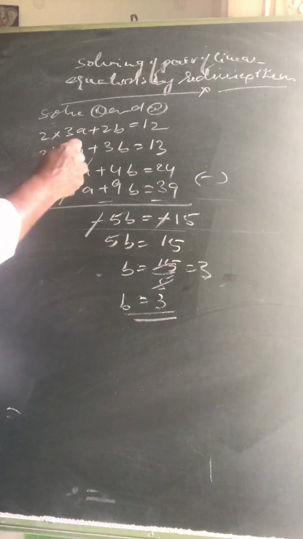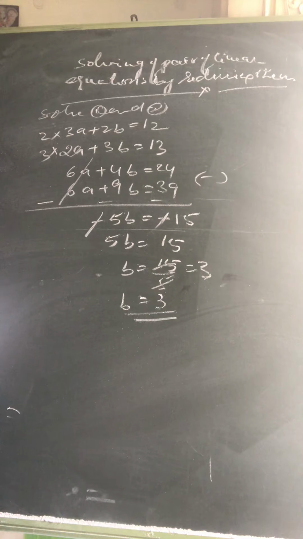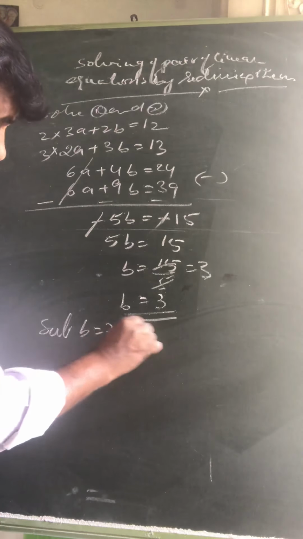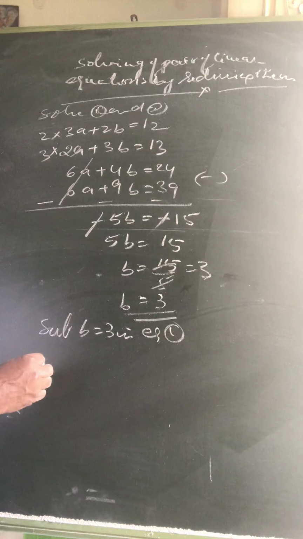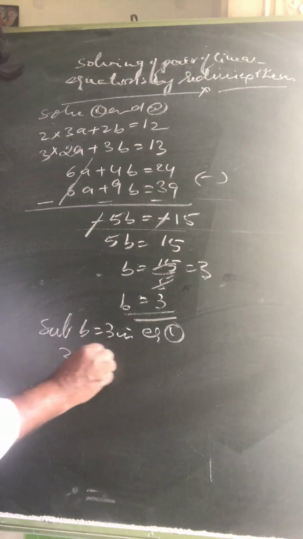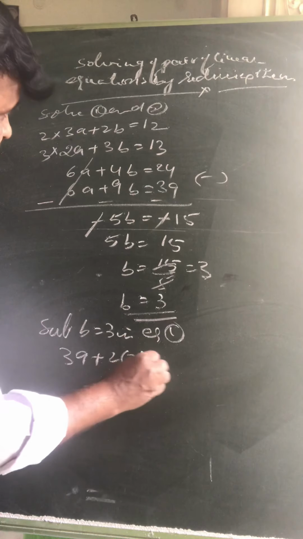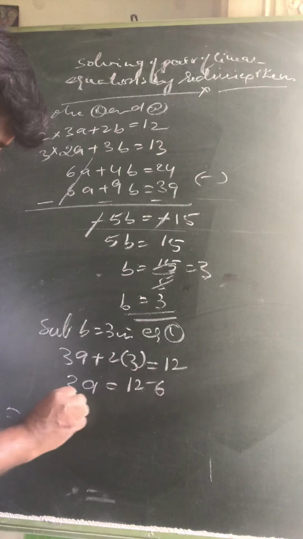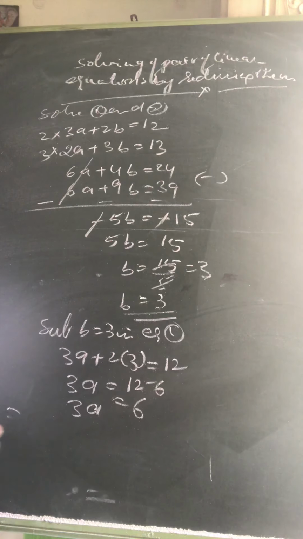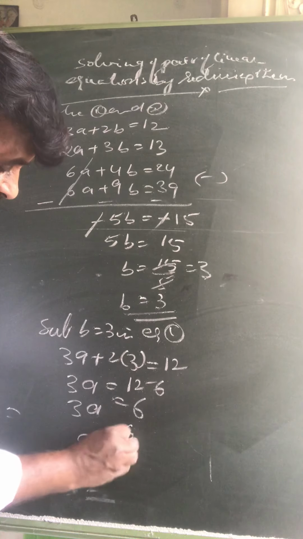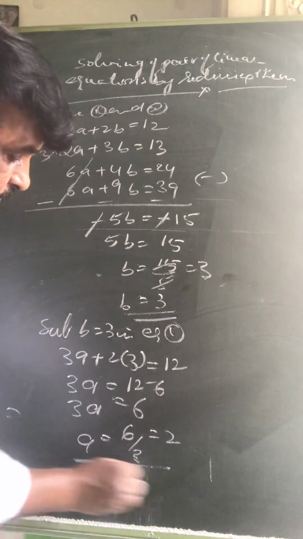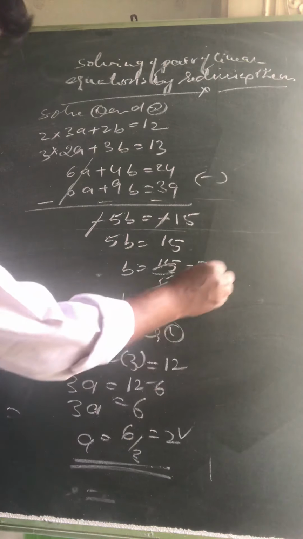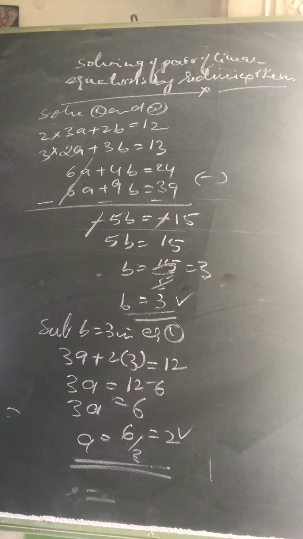Substitute b is equal to 3 in either the first equation or the second equation. Substitute b is equal to 3 in equation 1: 3a plus 2 into 3 is equal to 12. Now 3a is equal to 12 minus 6, so 3a is equal to 6. a is equal to 6 by 3, which is 2. So here a is equal to 2 and b is equal to 3.